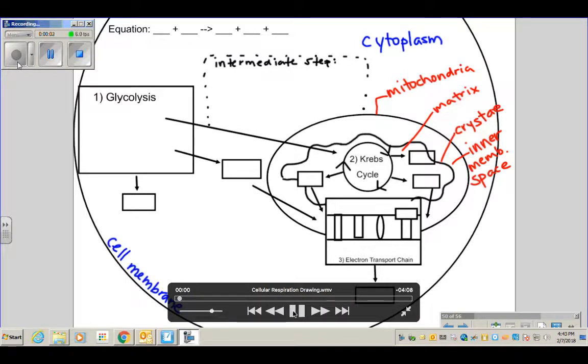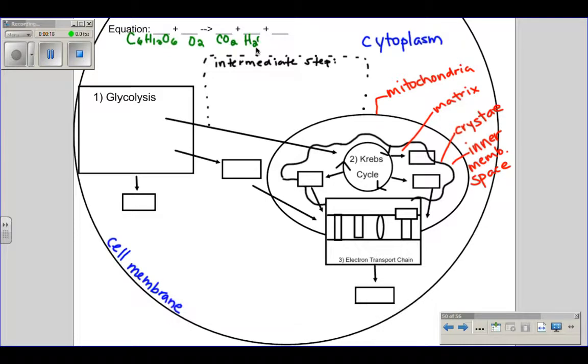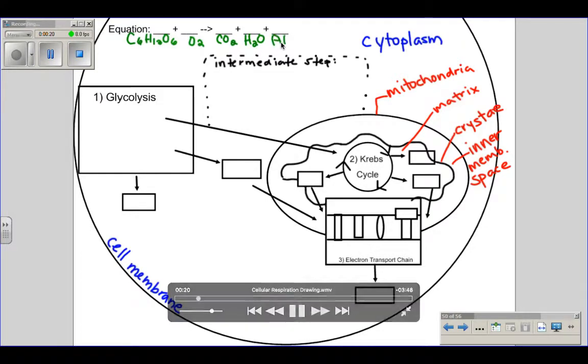So I drew it just slightly below, just because, as you can see, my little diagram is really, really small. So we start with glucose and oxygen. And then after the reaction occurs, we end up with carbon dioxide, water, and of course ATP.